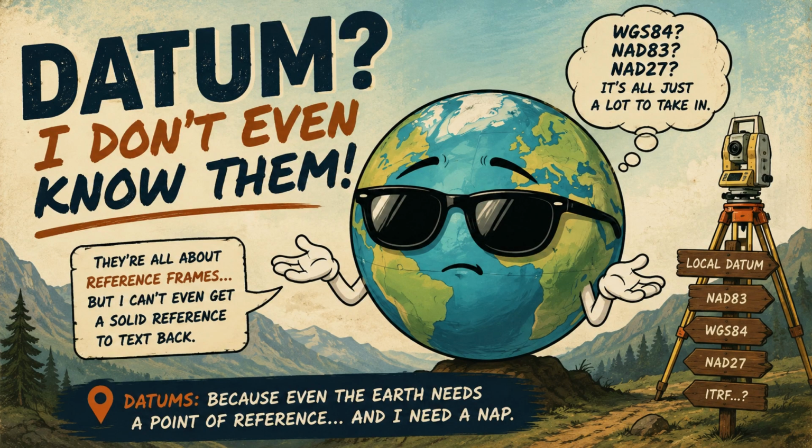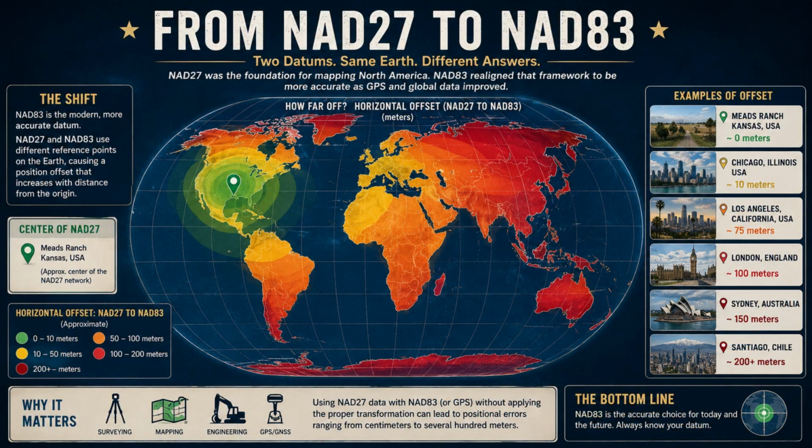It was. But as technology advanced, particularly with the advent of global navigation satellite systems, or GNSS, a locally anchored datum just wasn't sufficient anymore. We needed a geocentric datum. Exactly. One that anchors the mathematical model to the exact center of the Earth's mass. And that necessity birthed NAD83. The North American datum of 1983. It uses a much more accurate ellipsoid called GRS-80, and its origin point is the center of the Earth, not a ranch in Kansas.